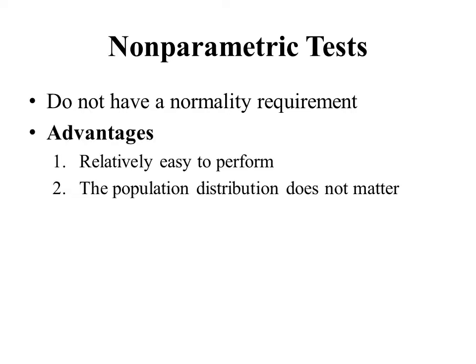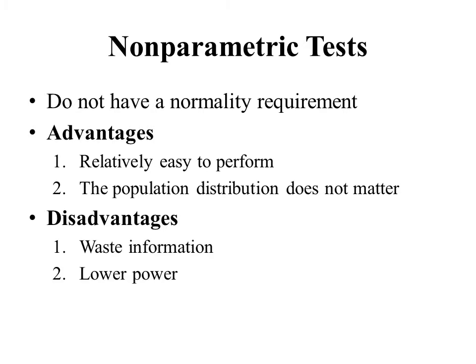A couple of advantages of non-parametric tests is that many of them are relatively easy to perform. Many of them simply involve counting data values. Some of them are a little more complicated, but some of them are extremely simple. The second advantage is the real big one: in all of them, the population distribution does not matter. We're not going to have a requirement that the population be normally distributed or have a binomial distribution or have any other sort of distribution.